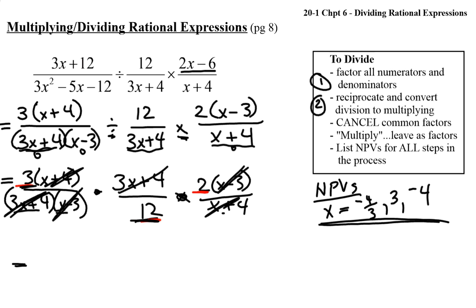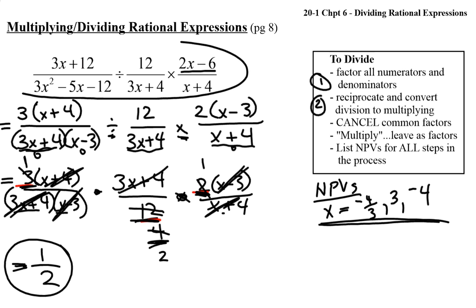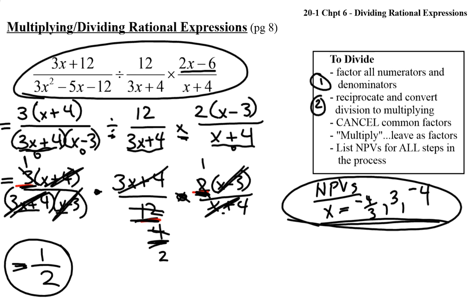3 and 12 will reduce by 3. Leaves us with a 1. 12 divided by 3 is 4. We now have a 2 and a 4. Those will cancel by 2. Leaves us with a 1 and a 2. So our answer is 1/2. This big multiplying dividing question is equal to 1/2. And when does it equal 1/2? It equals 1/2 as long as our x's don't equal negative 4/3, 3, or negative 4.